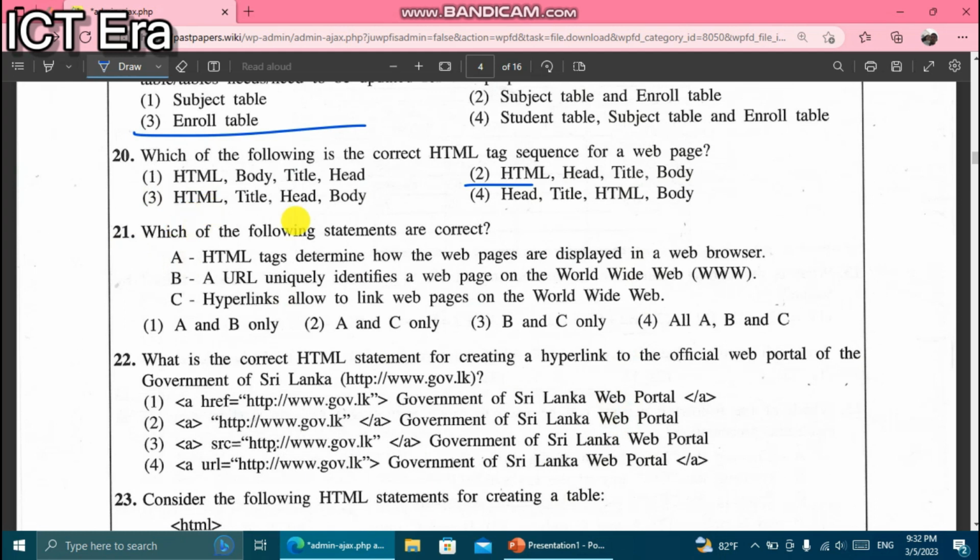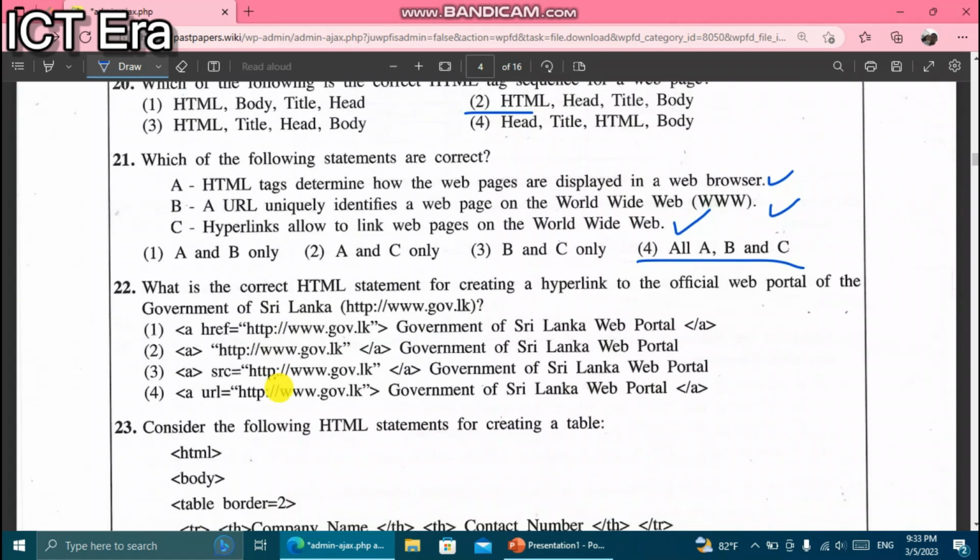Then 21st question, which of the following statements are correct? HTML tags determine how the web pages are displayed in a web browser. Yes, it's correct. A URL, Uniform Resource Locator, uniquely identifies a web page on the World Wide Web. Yes. Then hyperlinks allow linking web pages on www. Correct. So all A, B, C are correct.